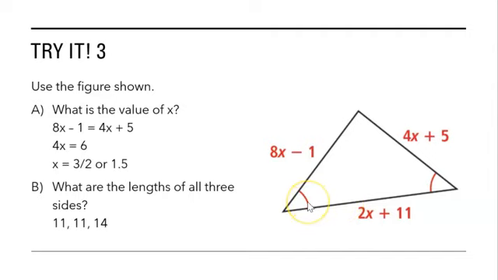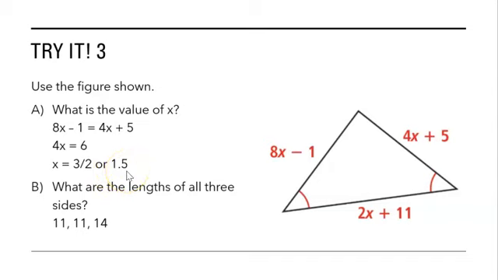So again, I notice that these 2 angles are equal, so that means that 8x minus 1 has to equal 4x minus 5. So I wrote an equation, I subtracted the 4x, and I added the 1 to get 4x equals 6, and then I divided 6 divided by 4, which is 3 over 2, or 1.5.